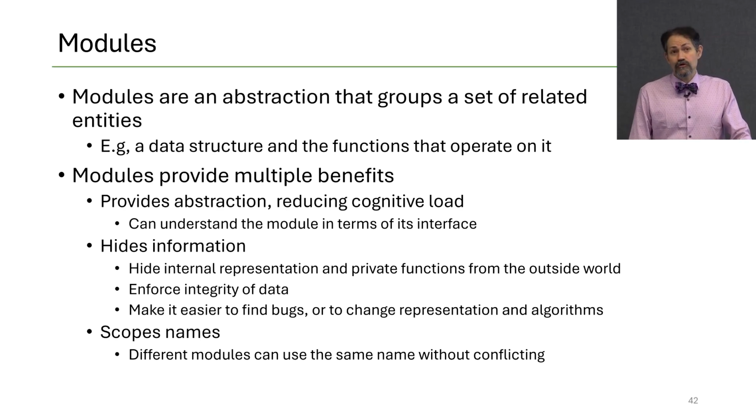What we do is we hide the internal representation of a module and private functions inside that module from the outside world. This enforces the integrity of data because that data can't be manipulated except by other functions in the module. It also makes it easier to find bugs or to change representation and algorithms because we know that no one from outside the module can rely on the exact representation of the data or the exact algorithms that we use. And we know that any bugs can be isolated in the functionality of that module must come from the module itself and not code outside. This also scopes names so that different modules can use the same name without conflicting.